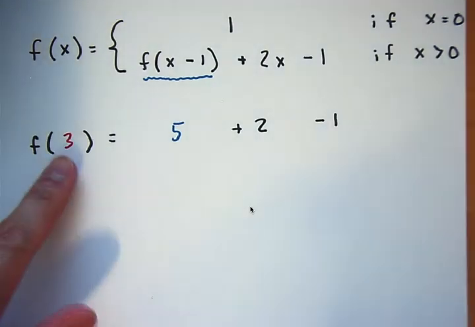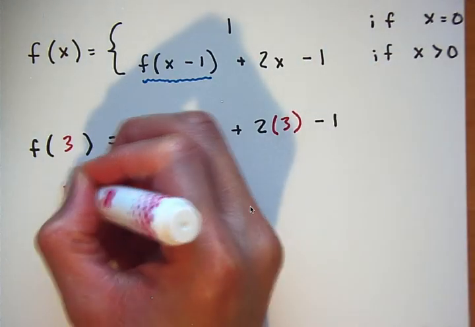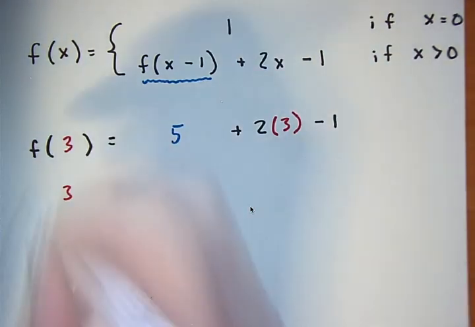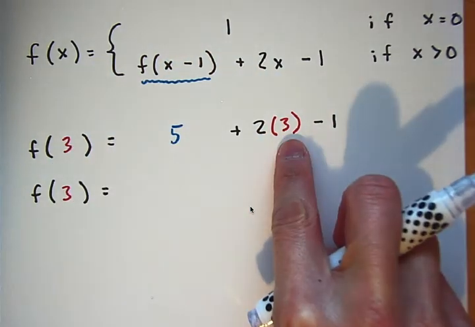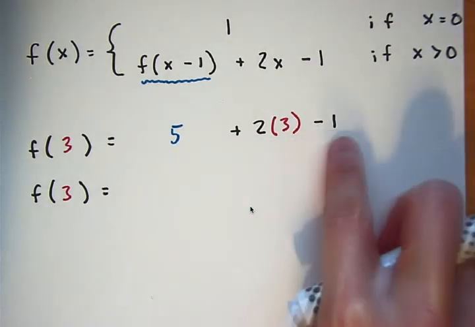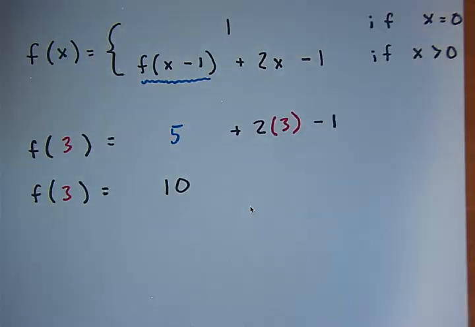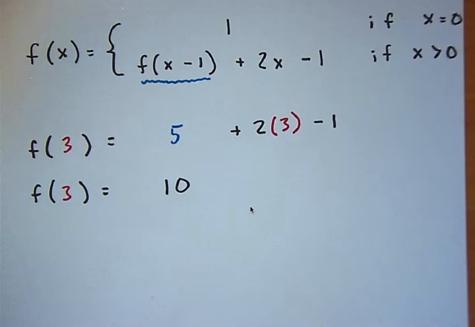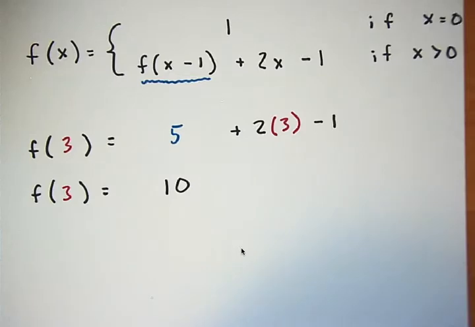My x right now is a 3. So let's simplify that. Two times 3 is 6. 5 plus 6 minus 1 is 10. So that is 10. Okay. Pause here. Hit play when you're ready to continue.